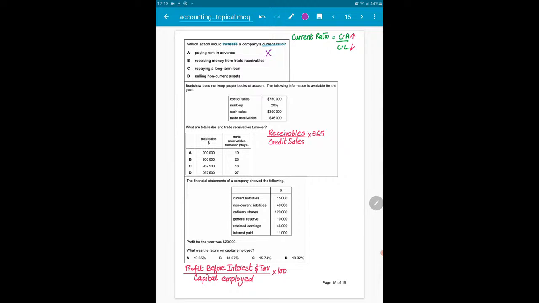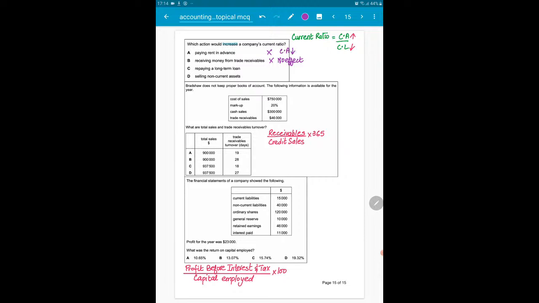If we talk about option B, that is receiving money from trade receivables. Receiving money means that your asset, that is cash or bank, will increase, but trade receivables are also a current asset, another name is debtors, so debtors are going to reduce. So an asset reduced and an asset increased by the same amount, so there will be no effect from this option. So option B also gets eliminated because there will be no effect.